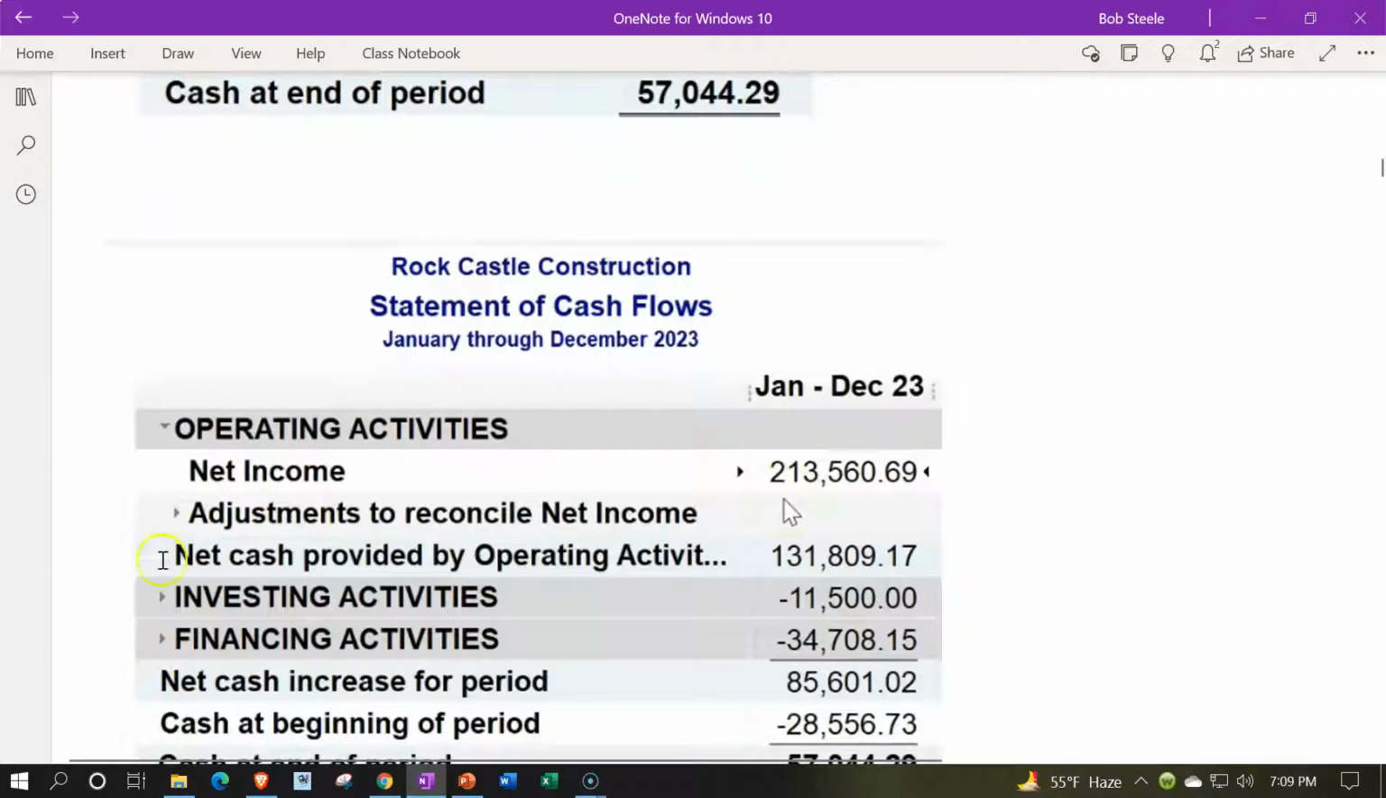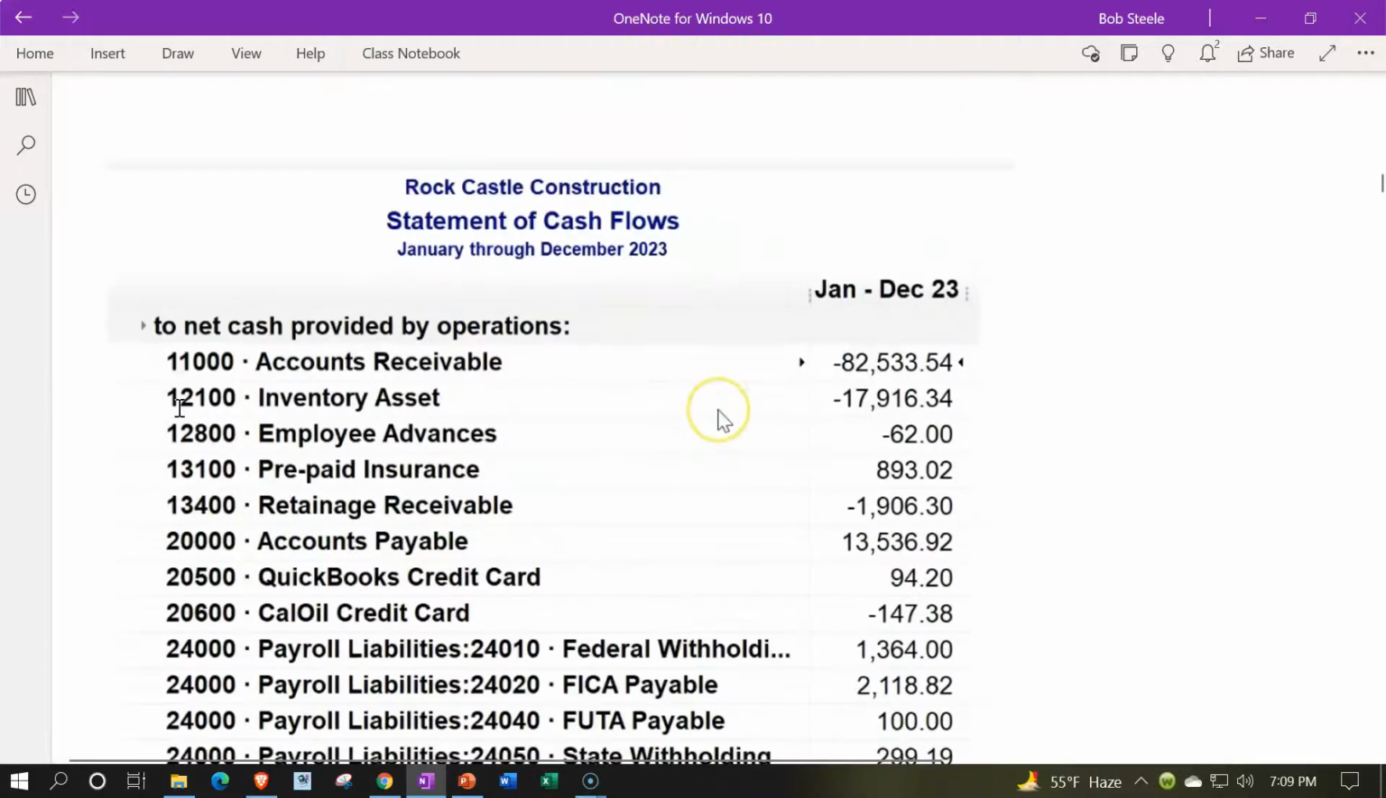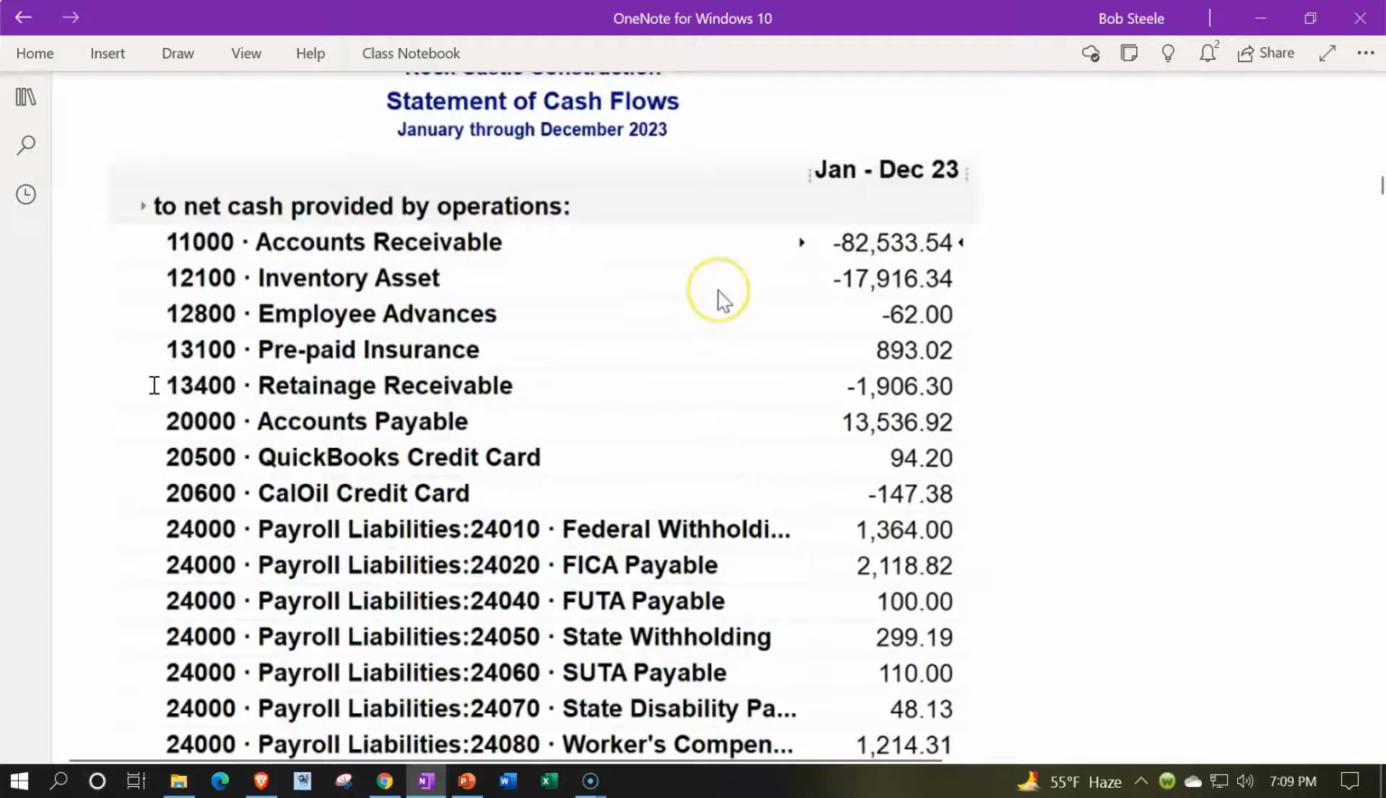So here's going to be the statement of cash flows as we open up the operating activities. We've got the net income, and then we have the adjustments to reconcile net income, the next thing we're going to be opening up. And then we look at all of these items down below. These are going to be the differences in the balance sheet accounts.